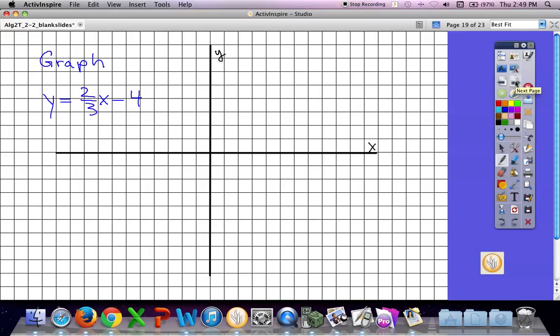So here's an equation. Graph y = 2/3 x - 4. Okay. What's the first step to graphing that line?